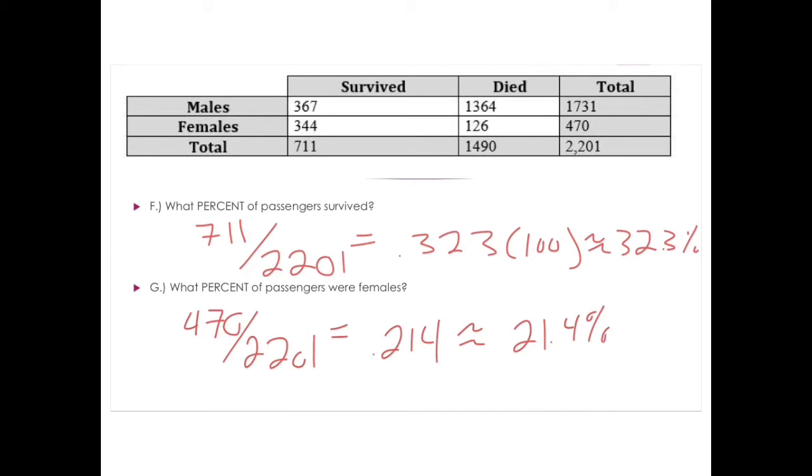So again, to find our percentage here, we're going to do what we had done before, where we identify the number, but then we divide it by the total amount of passengers. Let's go ahead and try this with a few more examples.